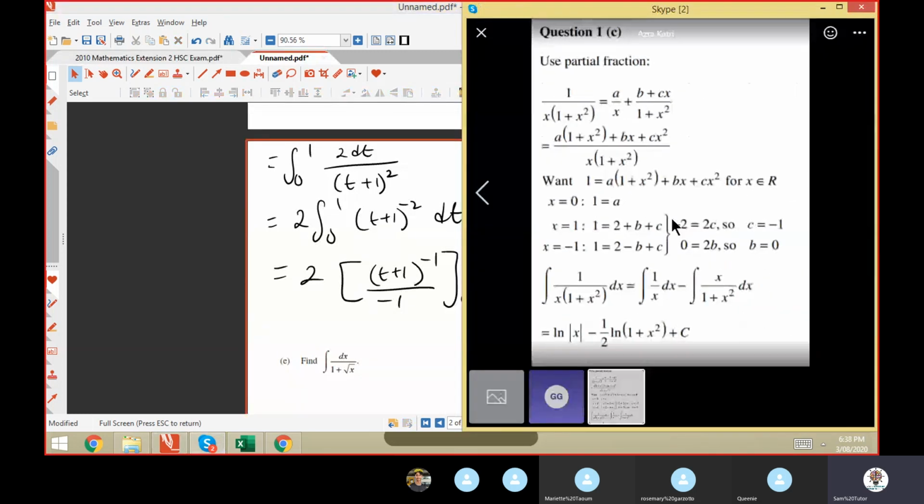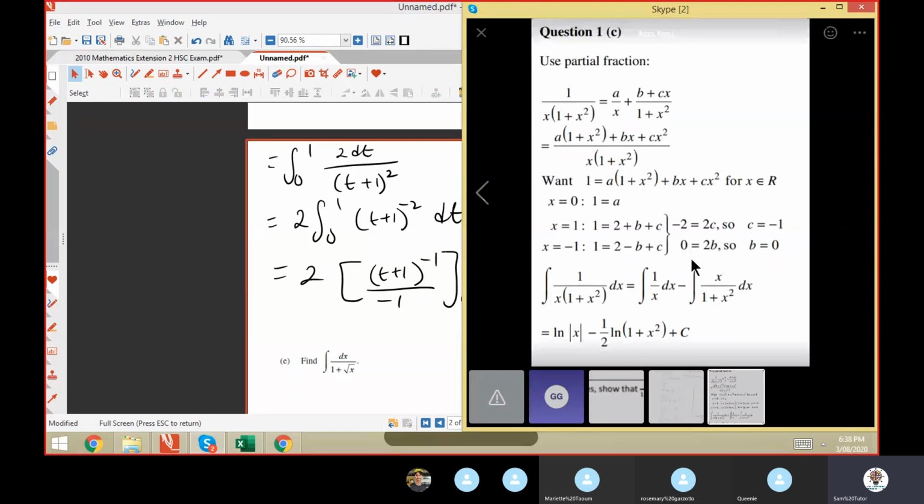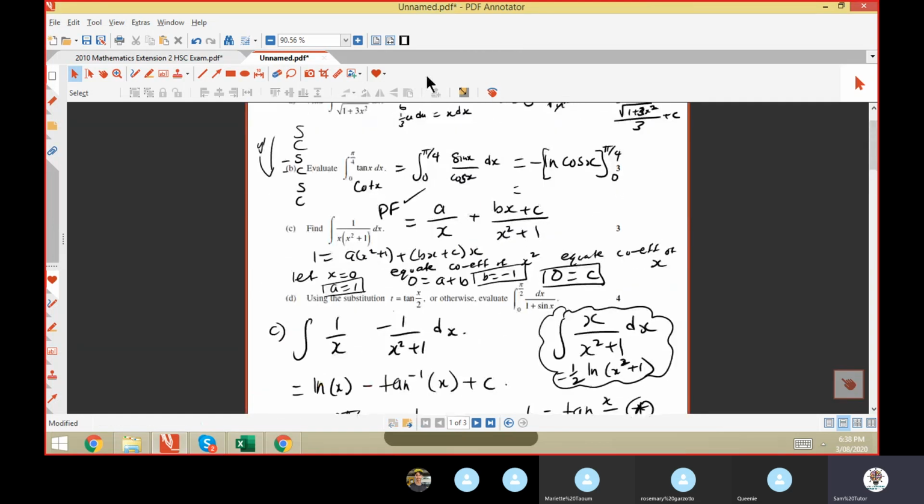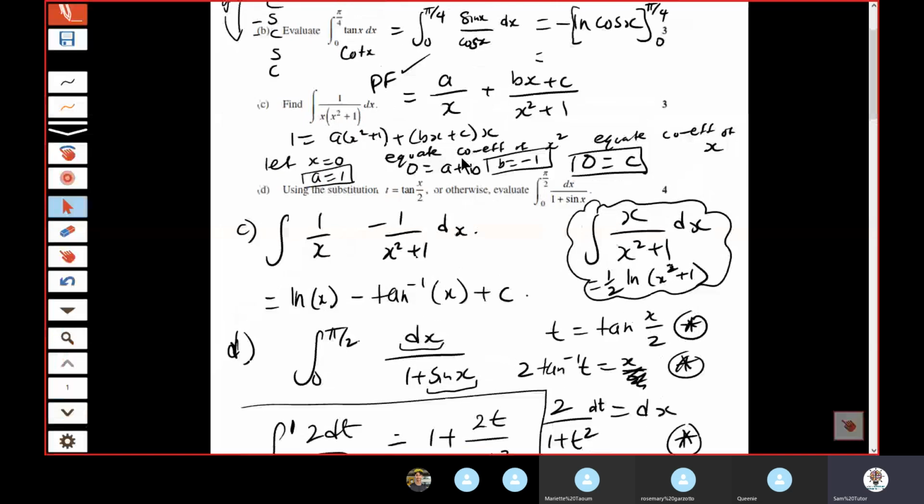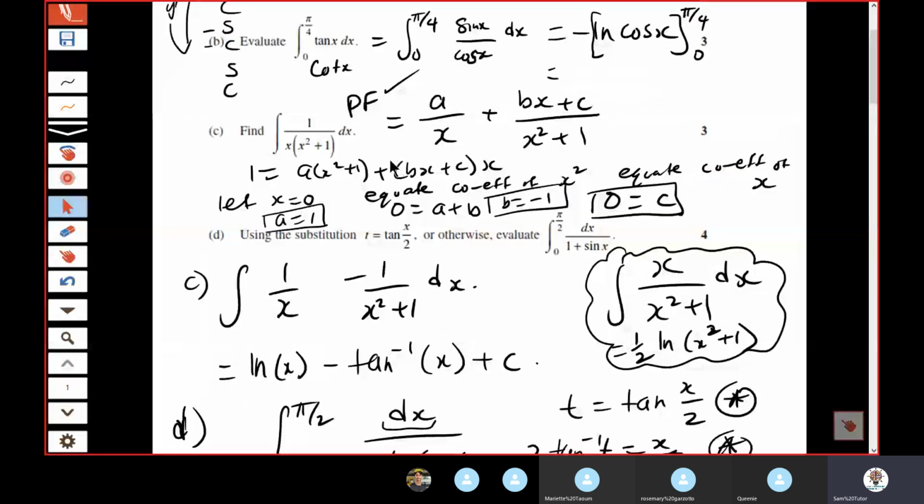Using partial fractions. Oh, did I make a mistake? Is the top X? B plus CX. Hold on. Yeah, that's because it's an X, but I didn't have an X, so that means you're saying I've made a mistake in my partial fractions here.